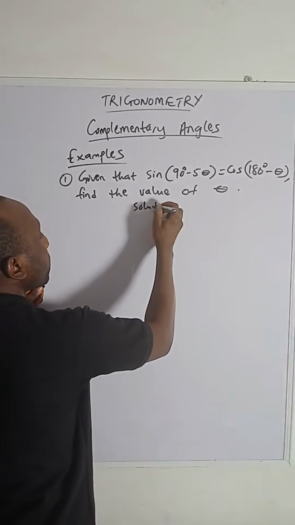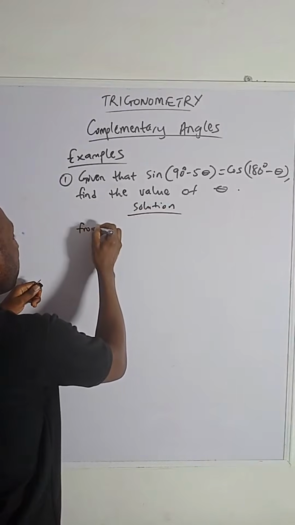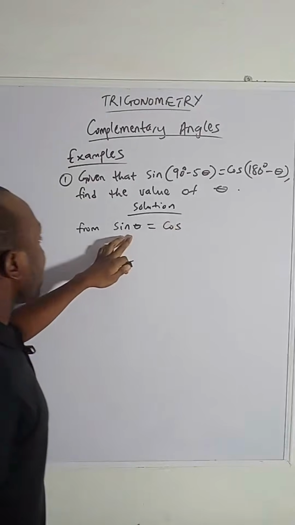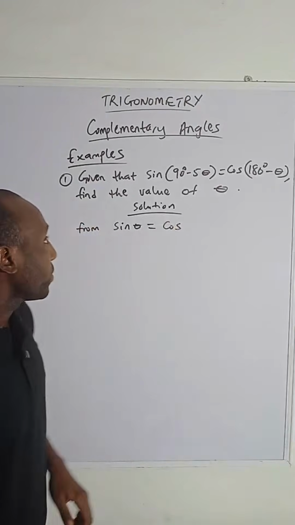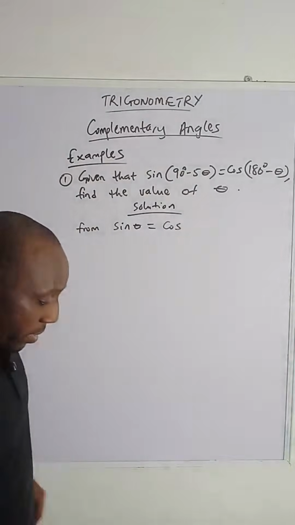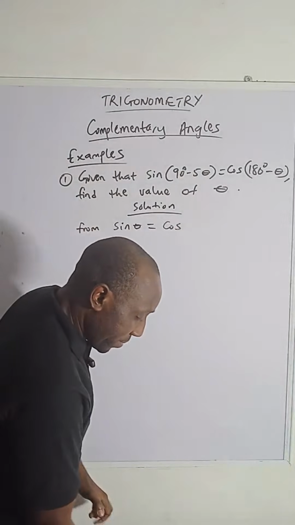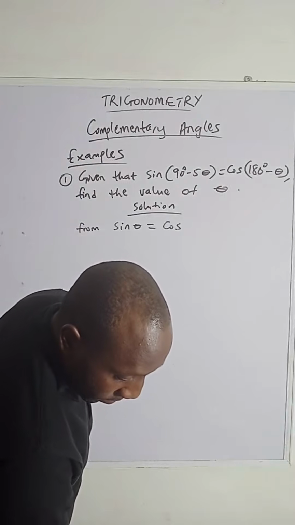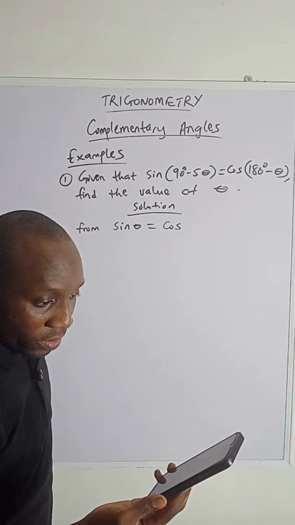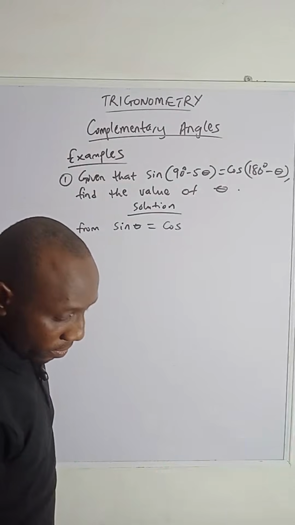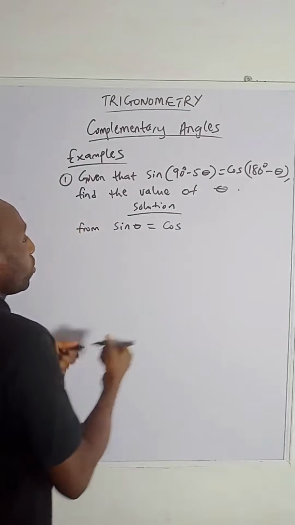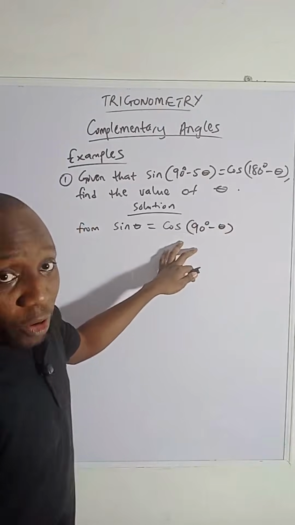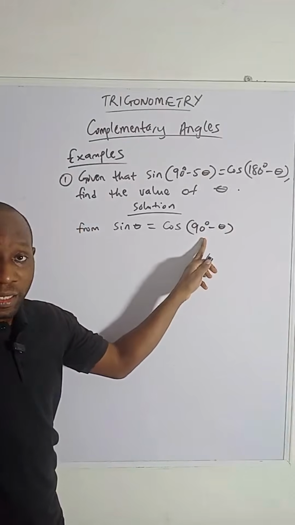So, solution. Sine theta is equal to cos what? Who can tell me? If you know it, say it. Sine theta is equal to cos 90 degrees minus theta. If you were here when we started, this and this are the same.